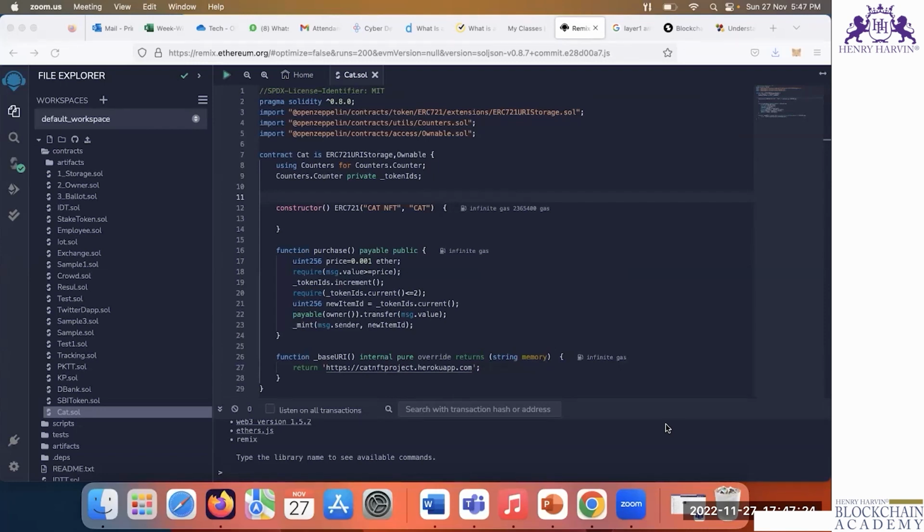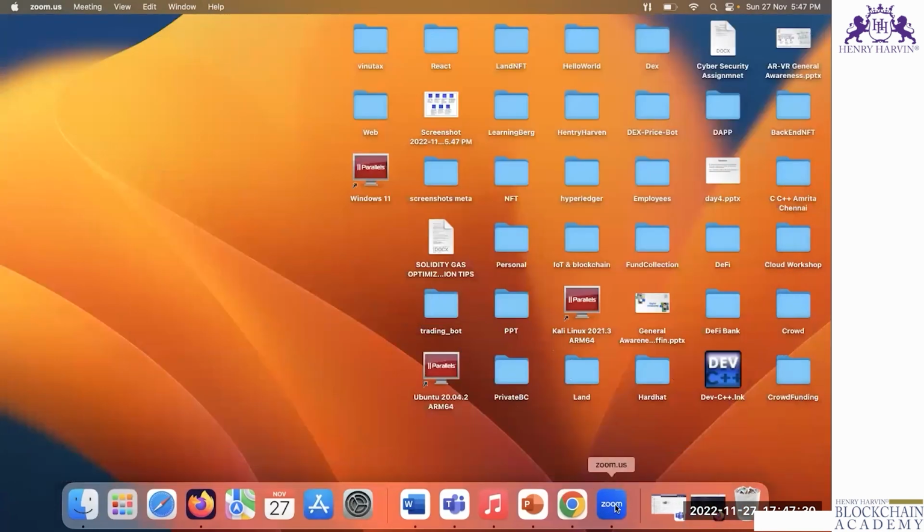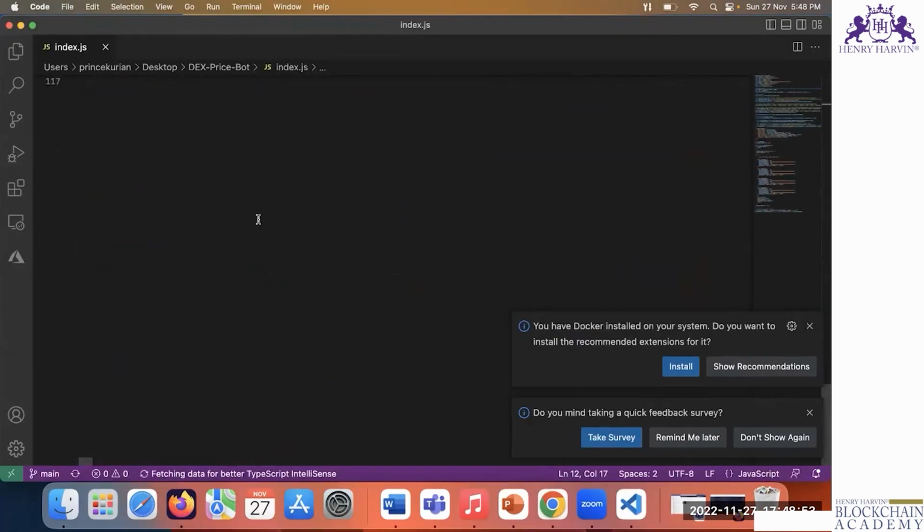A bot is something like, let me check if I have one. It is nothing but a smart contract actually. Or we can write our own JavaScript code to create a bot. Let me check whether I have a bot. Okay, this is one type of bot that I have created.